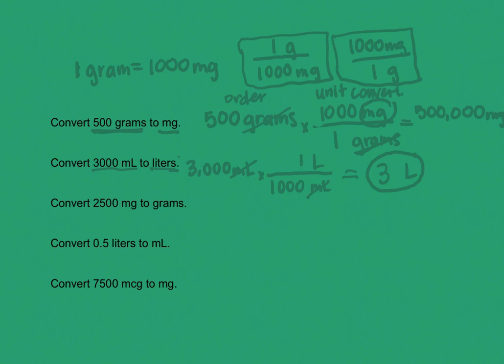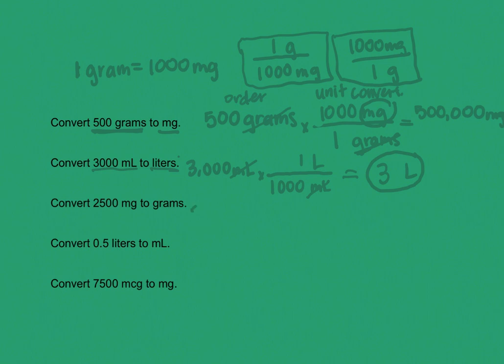I do recommend writing the labels because I think it helps a lot of students eliminate silly mistakes where they accidentally flip the conversion factor. Because you can see if you flipped this, that would completely throw off the question. You would end up with 300,000 liters, which is absolutely wrong. So don't flip those. All right, moving on to the next question.